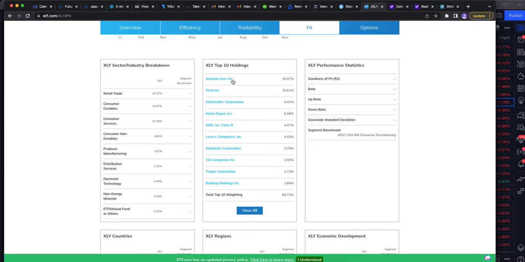They feel like they're smart enough to put this together and know that Amazon should be the biggest holding, Tesla should be the second biggest, then McDonald's, and so on. If Amazon isn't doing well, they're going to trim this down, so it's not going to be 19%, it's going to be less. If Nike's doing better, they're going to buy more. They're just managing this. So you could do the same thing.